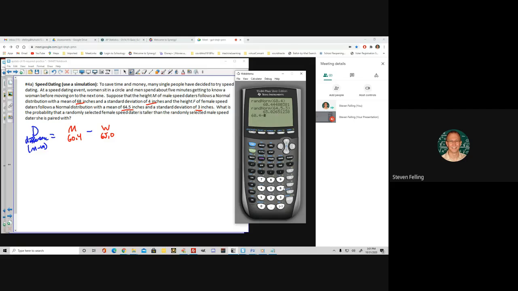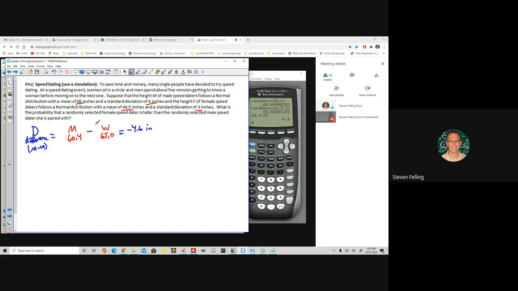60.4 minus 65. And so mine was negative 4.6 inches. The reason mine's negative is because my man happened to be shorter than my woman, right? Yours might be positive because yours is the other way around.